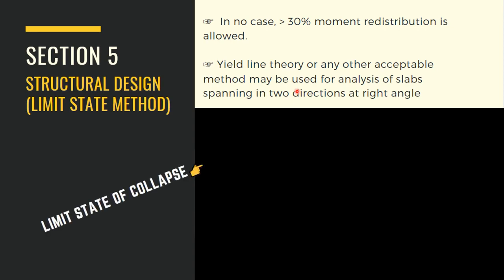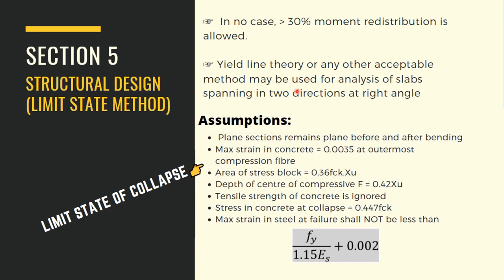First we will see the assumptions. Plane section remains plane before and after bending is the basic assumption. Maximum strain in concrete is 0.0035 at the outermost compression fiber. Area of stress block is 0.36 FCK XU. FCK is the characteristic strength of concrete.